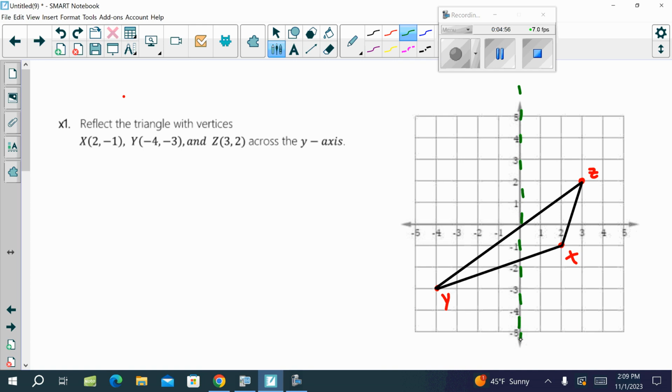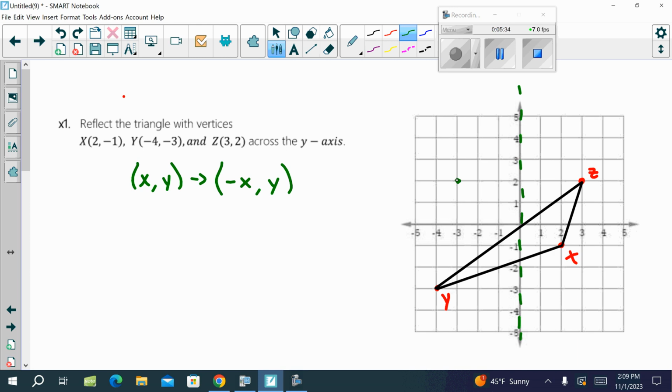And then we need to do it one of two ways. You can use your rule. So x comma y transforms to, what was our rule for over the y-axis? Opposite of x, but keep the y the same. So you can apply your rule and plot your points, or you can keep equidistant, like what we talked about on the front page as well. So z is how far away from this line? 3, so then z prime would have to be equidistant on the other side. It works on the ordered pair too.